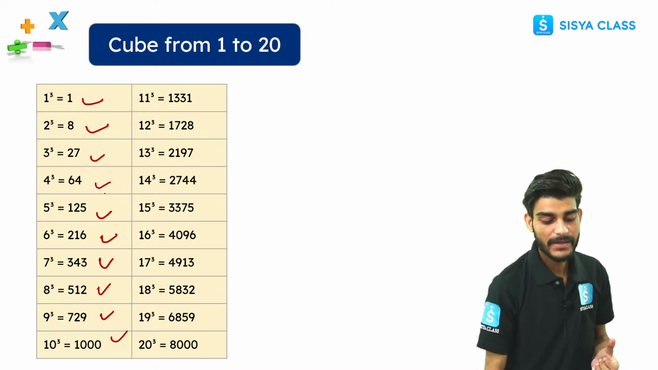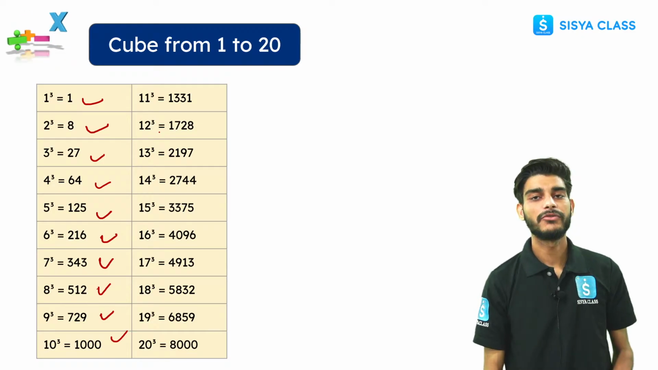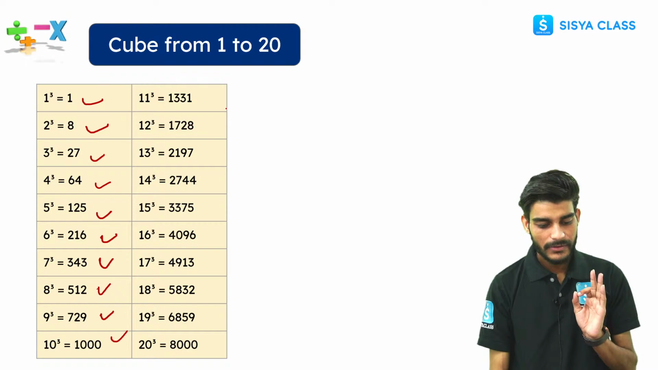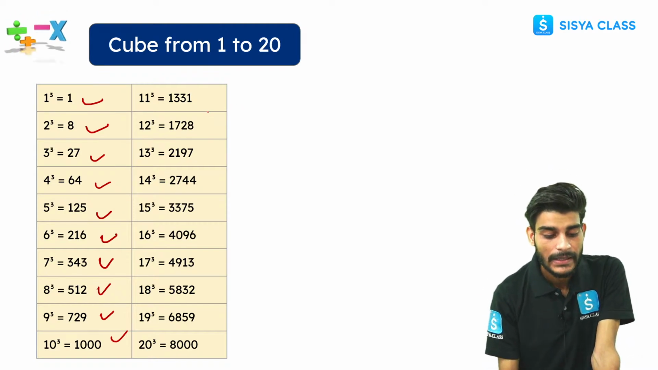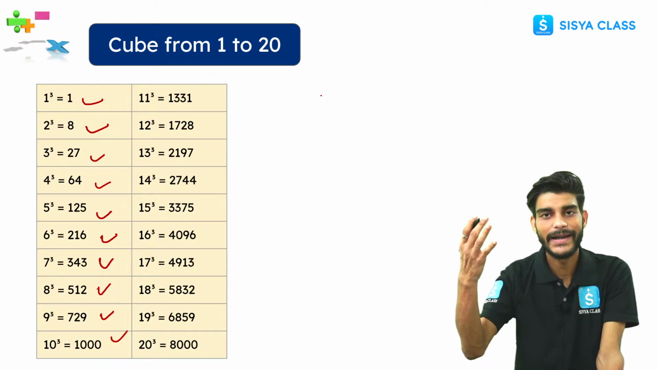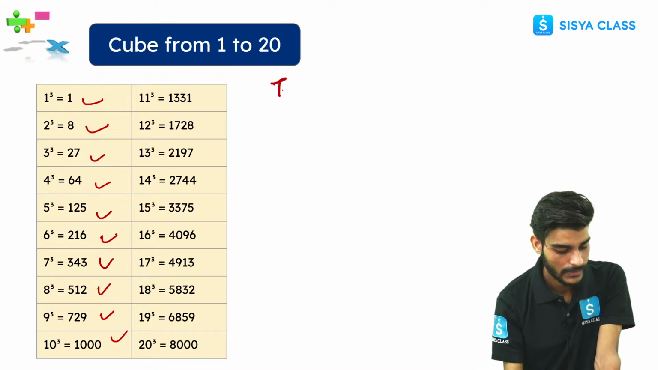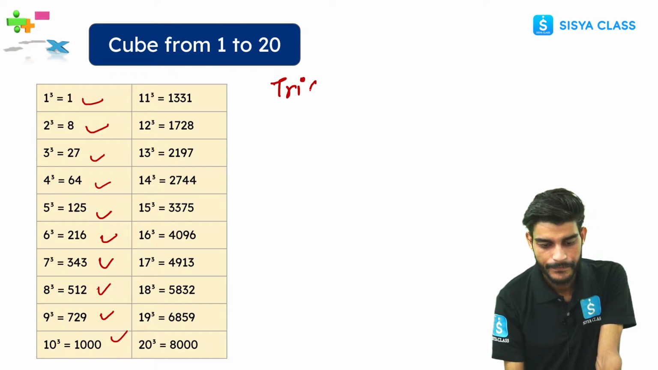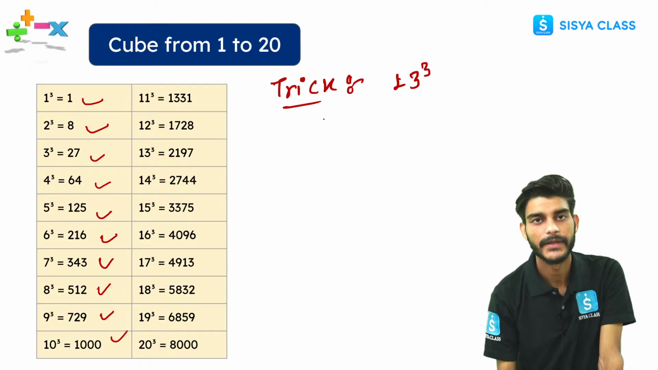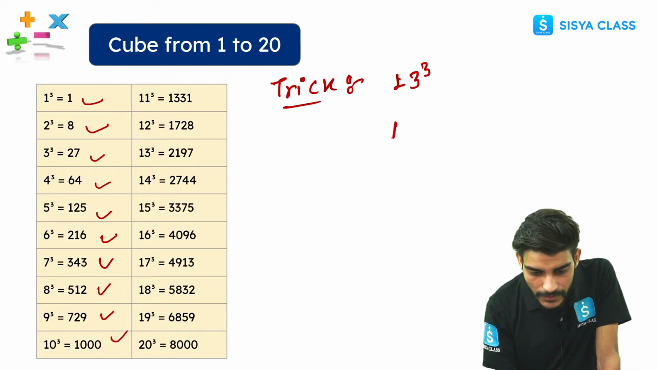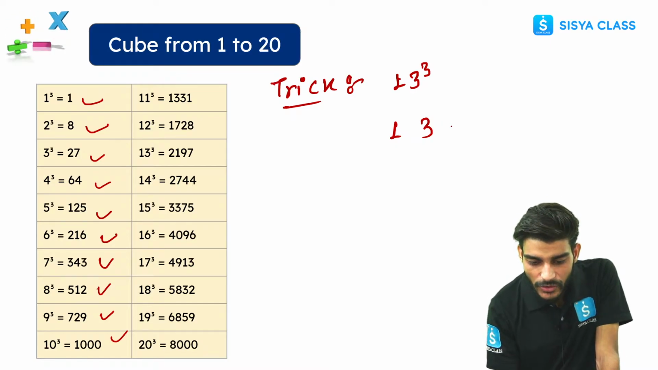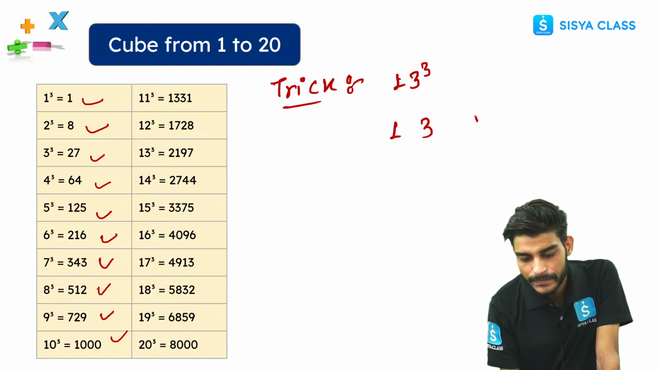Now the main problem is how to find the cube from 11 to 20, right? ये कैसे याद रखें? तो इस आपको याद तो करना पड़ेगा, but I'll tell you a trick that how you can find it fast. Let me solve for the cube of 13 first. Suppose if you have to find the cube of 13, what I'll do, I'll simply write 1, 3 here, then I'll square the number 3 and cube the number 3. So square of number 3 is 9.